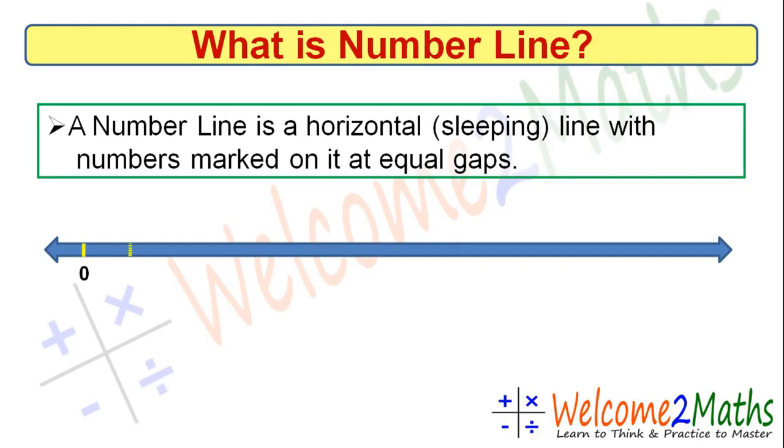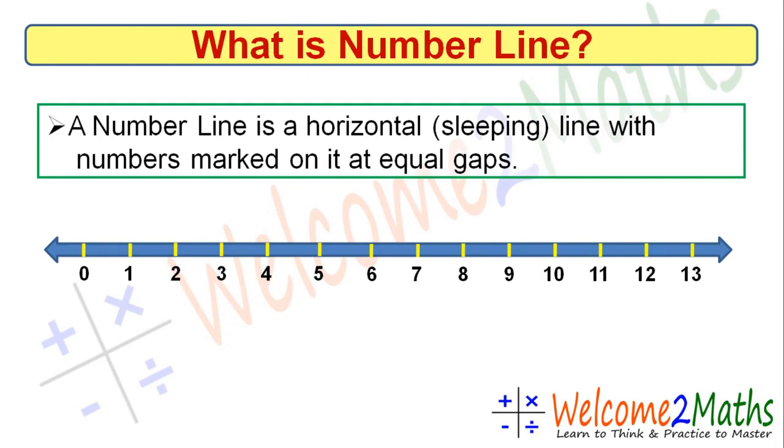Then which number will come? Yes, number 1. Then which number will come? Yes, number 2. Similarly, after that, which number will come? Number 3. Then number 4. And this process will continue like 5, 6, 7, 8.